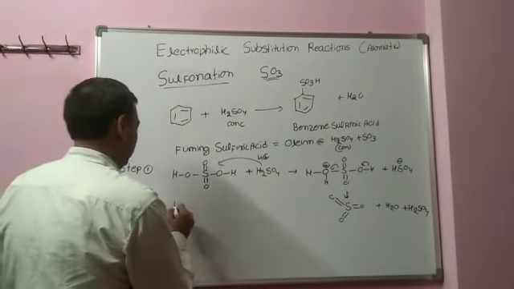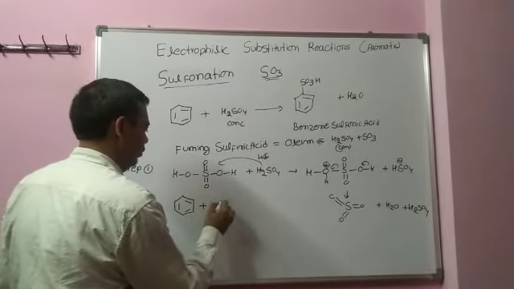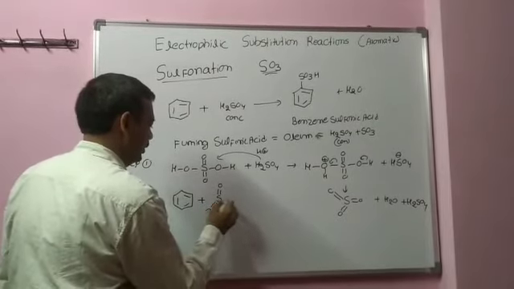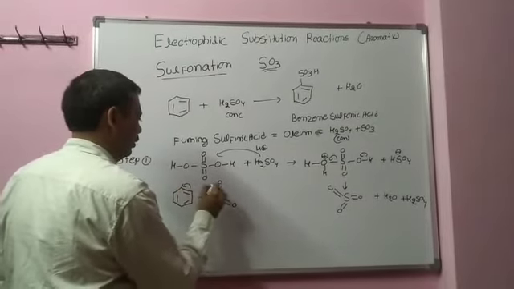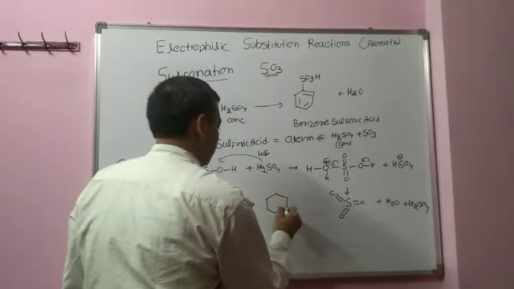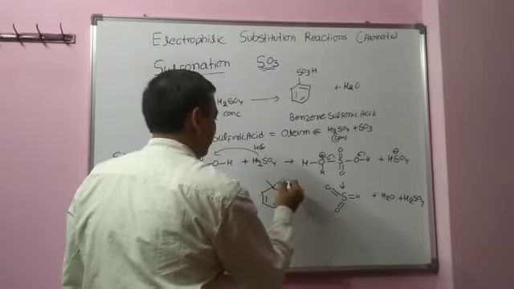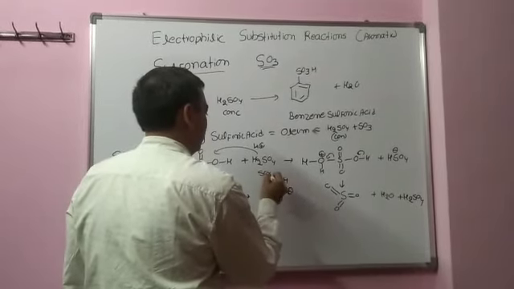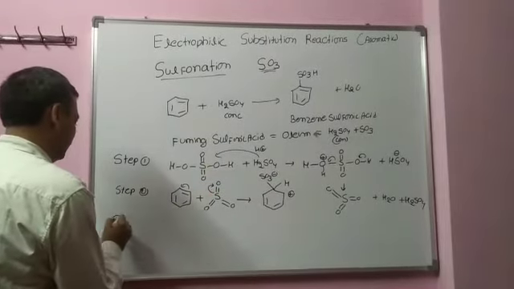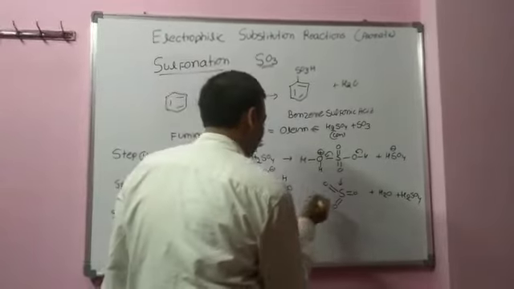In the second step, attack of the electrophile. After attack of the electrophile, we will get a compound like this, with hydrogen and SO3 minus, and that is stabilized by a sigma complex.